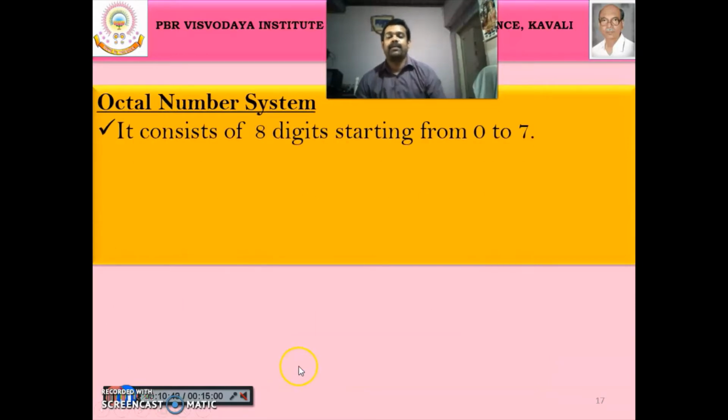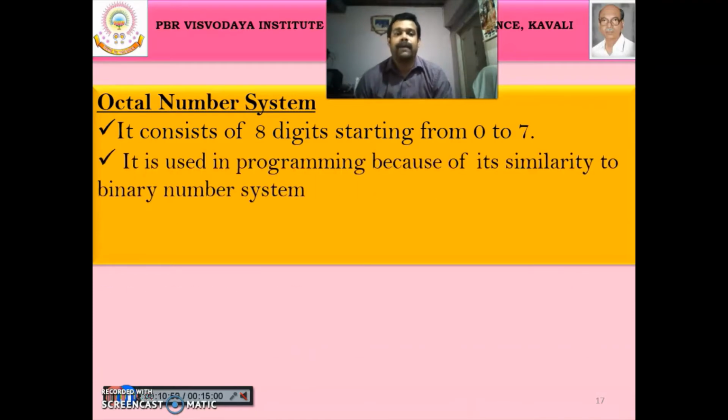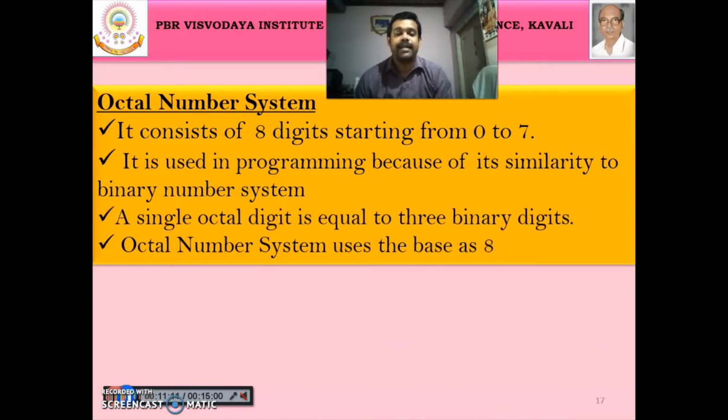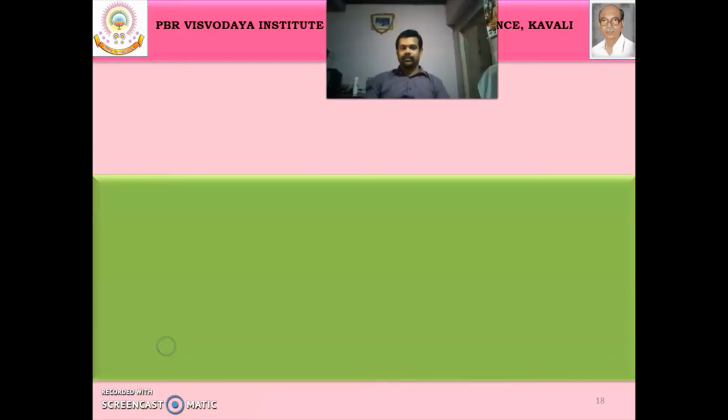Now the next number system you are going to see is the octal number system. In the octal number system, we have numbers from 0 to 7. It is used in programming because of its similarity to the binary number system. A single octal digit is equal to 3 binary digits. The octal number system uses the base 8.